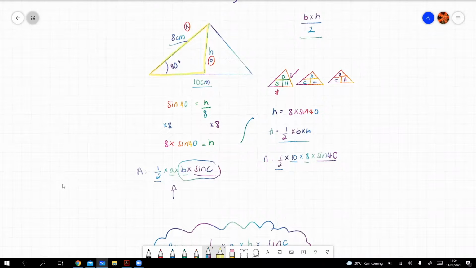Your sides have to be sandwiched between your angle, otherwise you won't get the correct answer. Okay, so have a look. 40, there's 8 and there's 10. It's sandwiched between. So let's have a look at a few examples then.